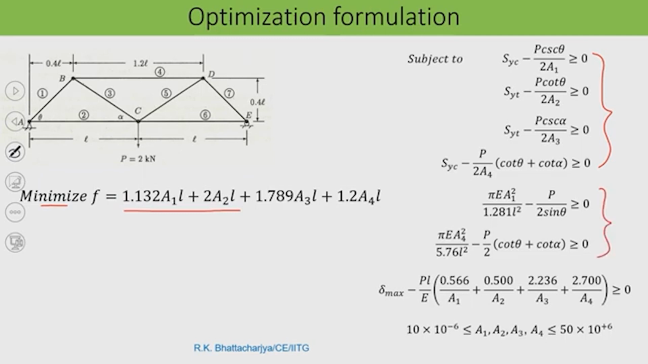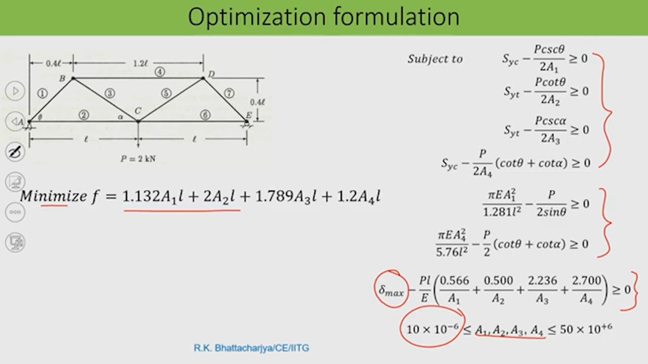These 2 are coming from buckling, that means these 2 constraints will ensure that the structure is safe from buckling, and the last one will ensure that the deflection is less than delta max. Then I can put the lower bound of the design variables, that is, A1, A2, A3, A4 should be within this particular range. Overall, this will be my optimization model.